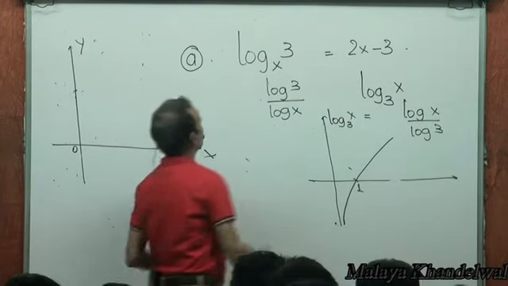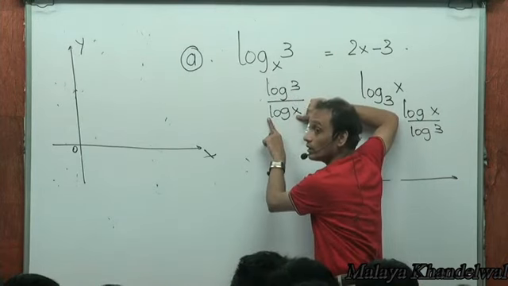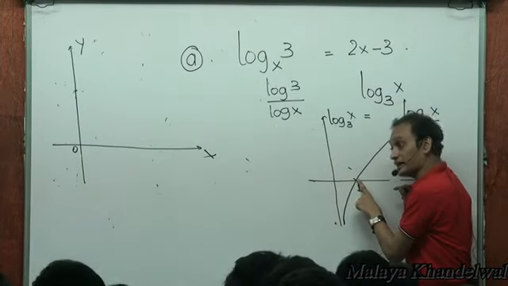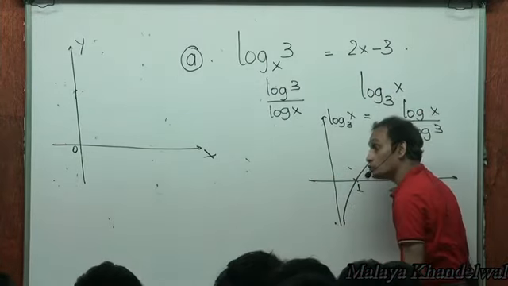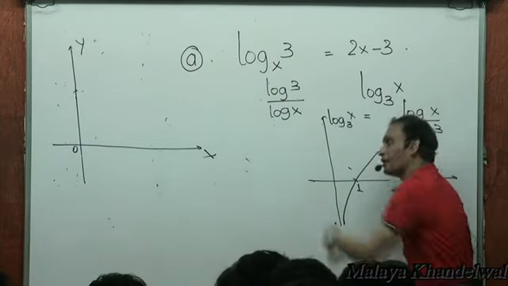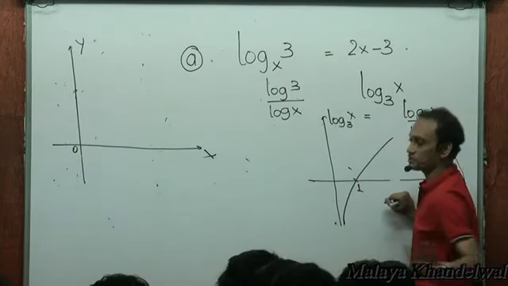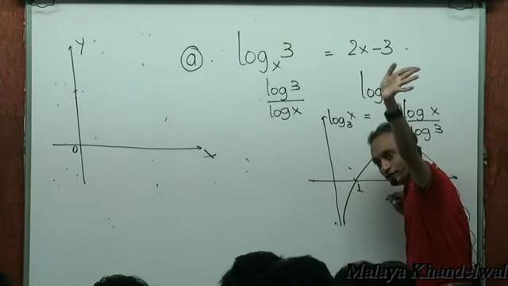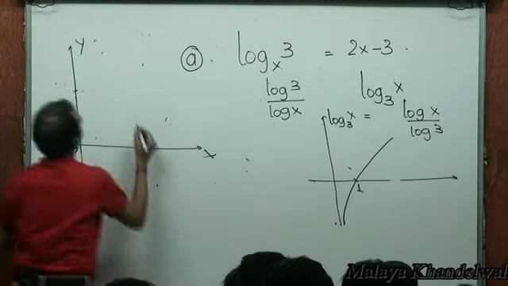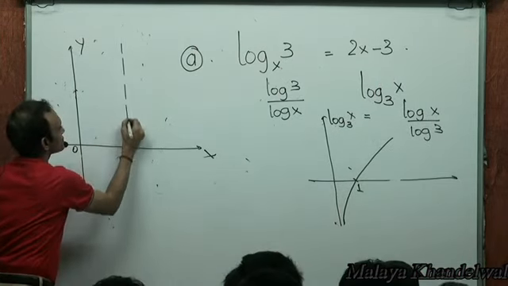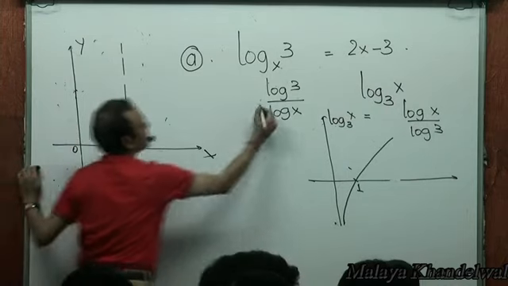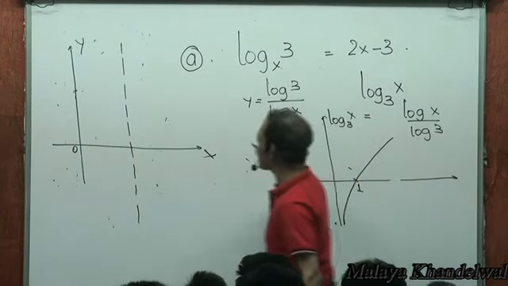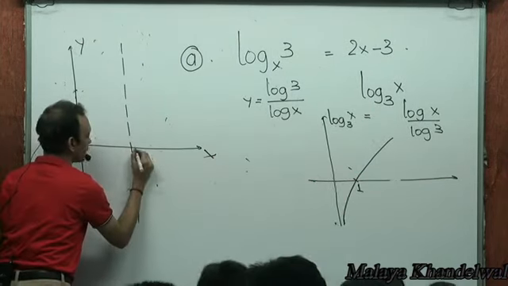At x equal to 1, it will be undefined. Unlike this, which is defined at x equal to 1, this will be undefined at x equal to 1. So x equal to 1 is not included in the domain of log 3 by log x, right? This is the line x equal to 1, and I'm attempting to draw the graph of log 3 by log x.